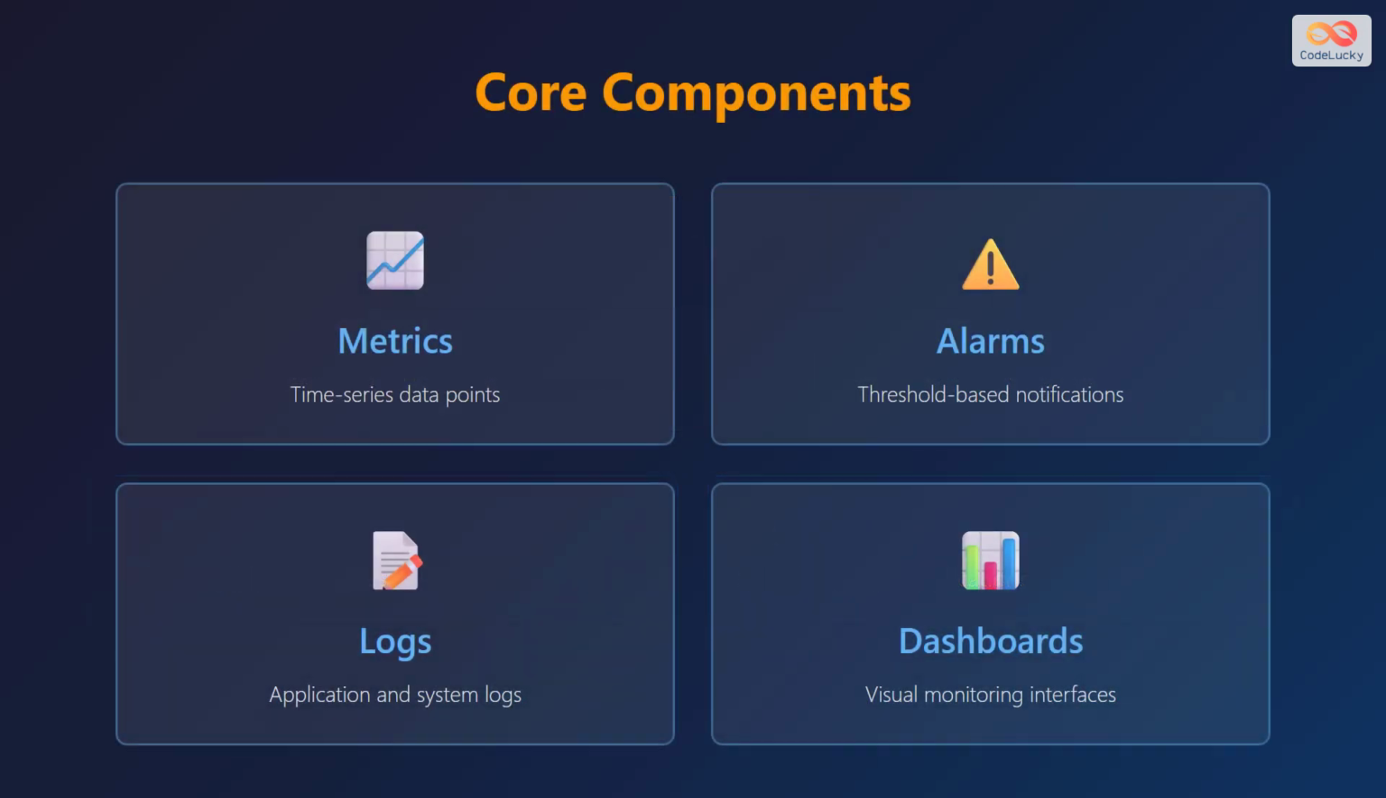CloudWatch is built around 4 core components that work together to provide comprehensive monitoring. First, we have metrics, which are time series data points that track performance over time. Second, alarms provide threshold-based notifications, alerting you when metrics exceed or fall below certain values. Third, logs collect and store application and system log data for analysis and troubleshooting. Finally, dashboards offer visual monitoring interfaces where you can see all your important metrics at a glance. Understanding these 4 components is essential to effectively using CloudWatch.